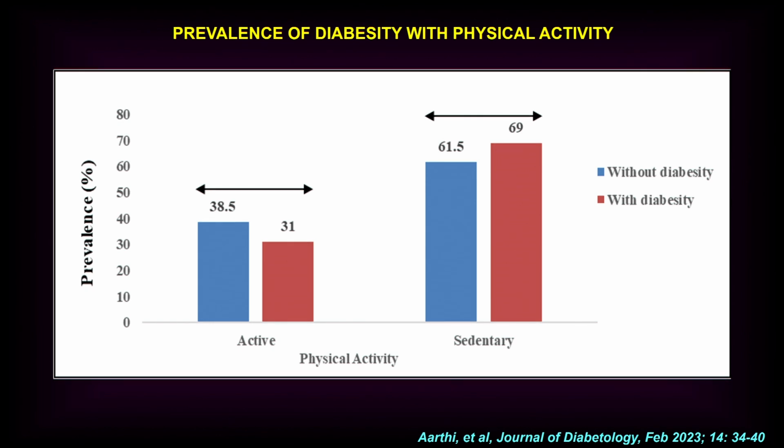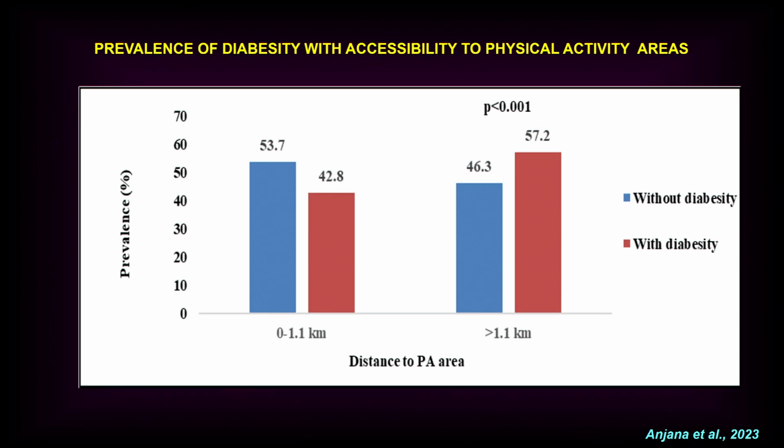What does she show here? If you are more physically inactive, then you have more diabesity, and that is quite clear. Now, just like we said, dietary areas, food areas, let's look at physical activity areas: parks, green spaces, gyms, etc. She looked at the availability of physical activity areas within a 1 kilometer, rather a 1.1 kilometer radius of that person's house.